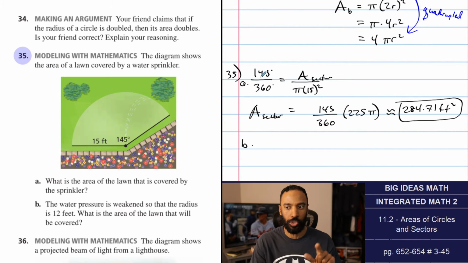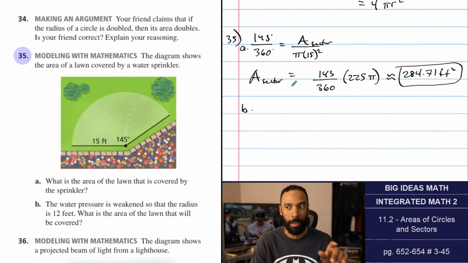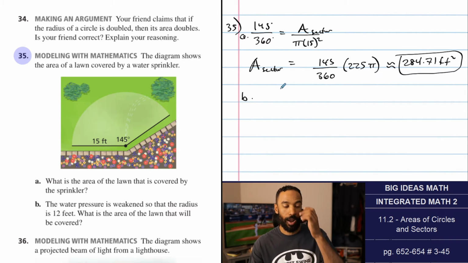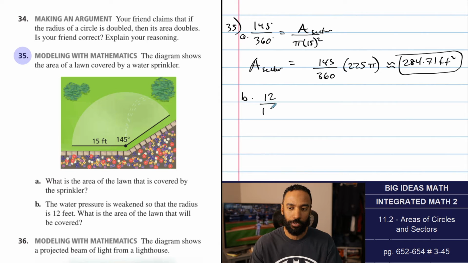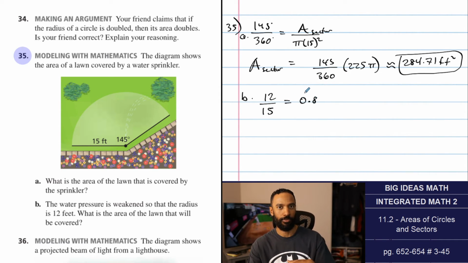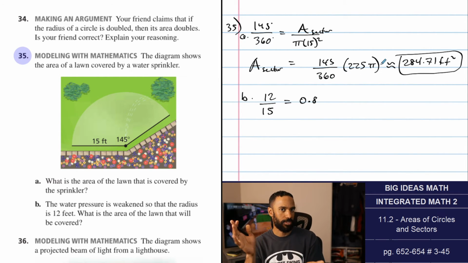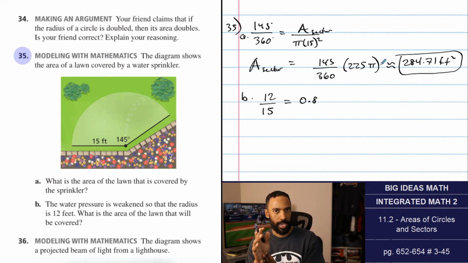I'm not going to plug this thing in this time. I'm going to answer it in a different way based off question 34. This new ratio here, you have shrunk the radius from 15 to 12. So 12 over 15, that's 0.8. You're 80% of what you had before. It's 4/5 of what you had before.